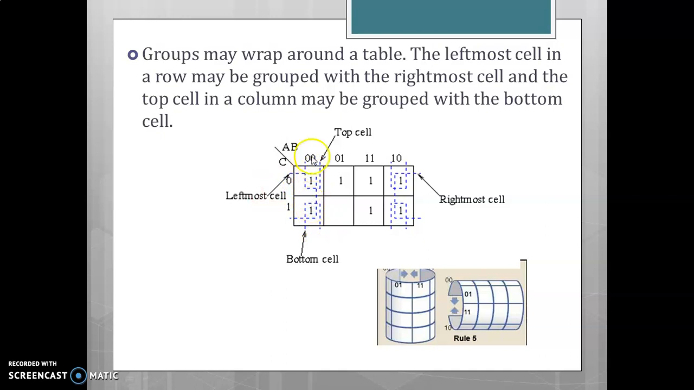In the same way, the top and bottom cells can be grouped together, since again there is only 1 bit difference between them. So combining the rightmost and leftmost cells is allowed, and combining the top and bottom cells is also allowed, which means if you wrap your group, it will form a structure like this. You can combine the leftmost and rightmost cells, and you can combine the topmost and bottommost cells in the K-map. If you combine like this, it will form a structure like a torus.